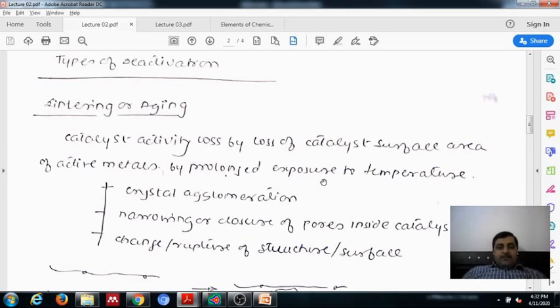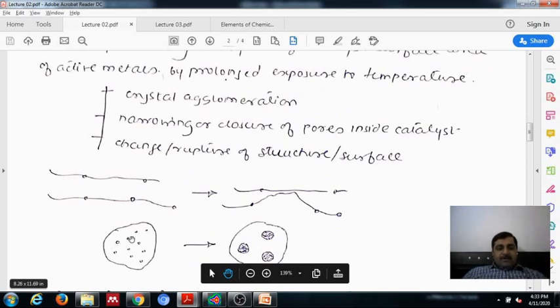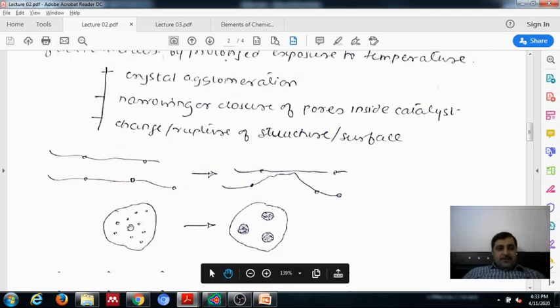Point to be noted, it is by the prolonged exposure to the temperature. Over the period of time through the chemical reactions, there is a vast variation in the temperature and the pressure through the reactors, and this actually ages the catalyst. And what happens to this exposure of temperature is crystal agglomeration. What it means is you have different active species that are there in the catalyst.